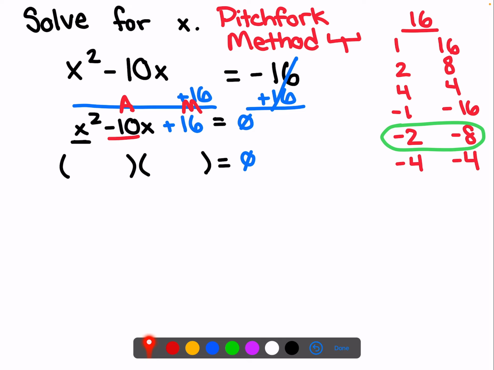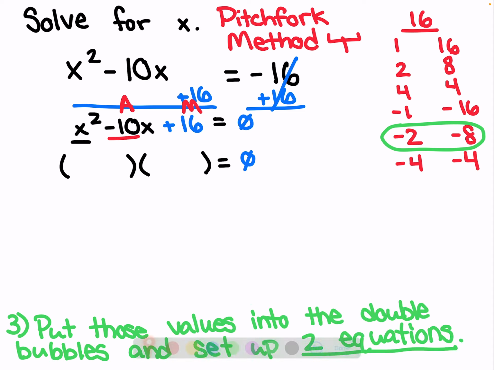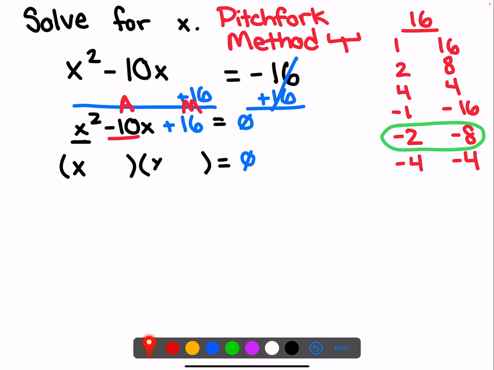So at this point, I'm going to write my double bubbles up. The first thing that goes into both bubbles is the variable that we're dealing with, x. The second thing that goes into both bubbles are the values that we just found, -2 and -8. So we have x minus 2 times x minus 8 equals 0.